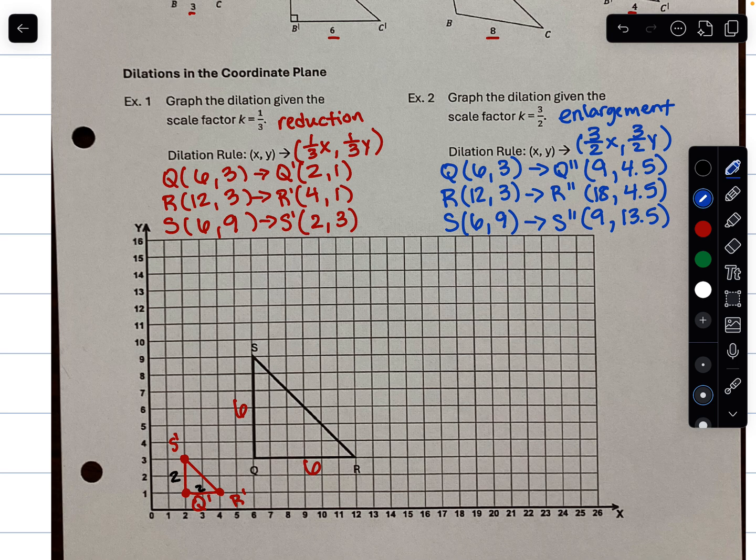Now, when we graph 4.5, we're just going to go up 4 and then halfway between 4 and 5, right? So we're going to 9, and then 4.5 would be here for Q double prime. Then we go 18 and 4.5 for R prime. And then we're at 9 and 13.5.